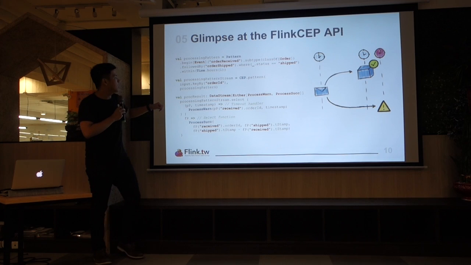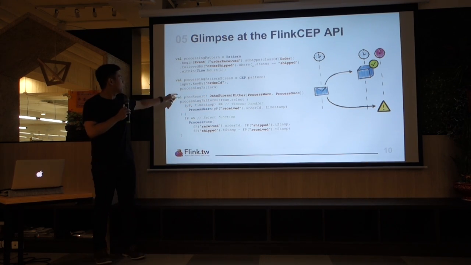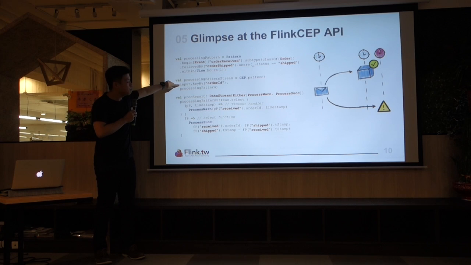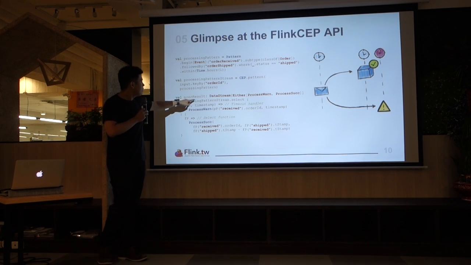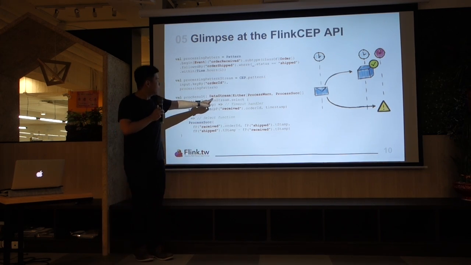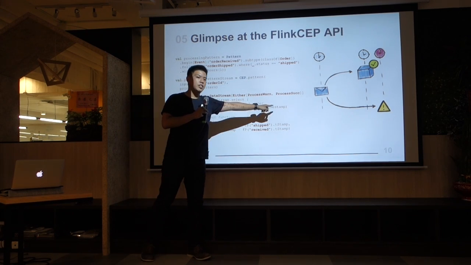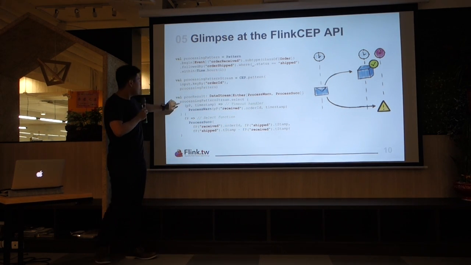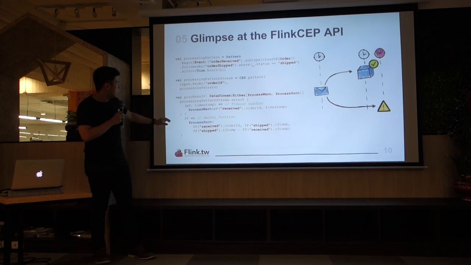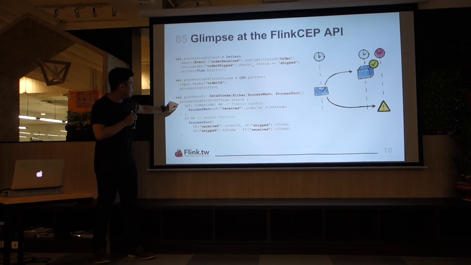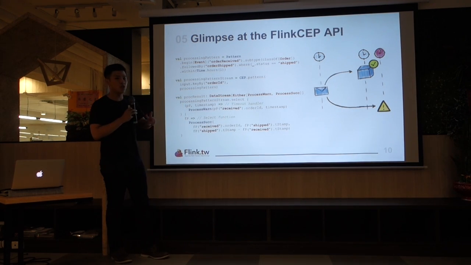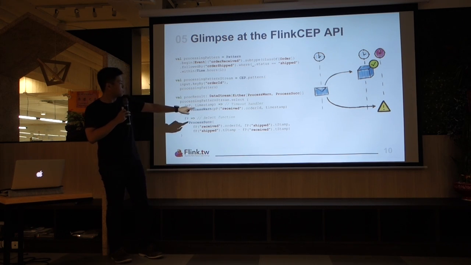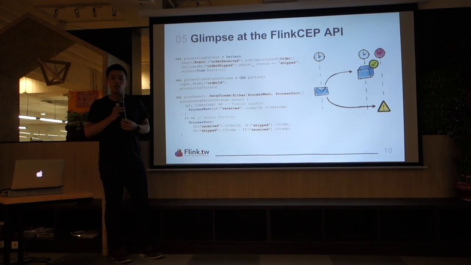Then what we do is simply call CEP.pattern, and give the input stream. This is the raw event stream, and this is the pattern that we want to inject onto the stream. Then this is the result. The result is either a process warning or process success, like I said. And then we use the select function. This is actually using an overloaded version of the select function, where you give two functions. The first function, in the first brackets, is the timeout handling function.